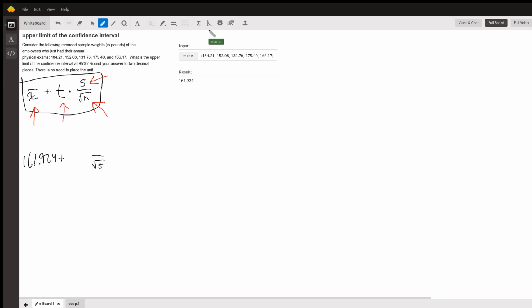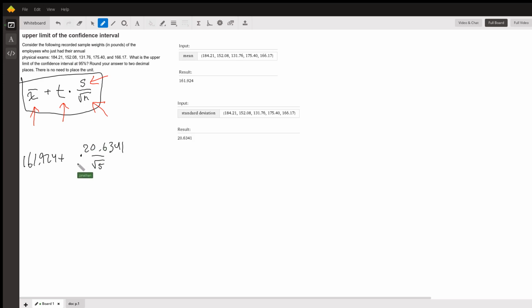Same thing for standard deviation. You could do this by hand or with a graphing calculator. I'm just going to use Wolfram Alpha. SD, our data. And our sample standard deviation is 20.6341. Okay, so now we just need our critical t value.